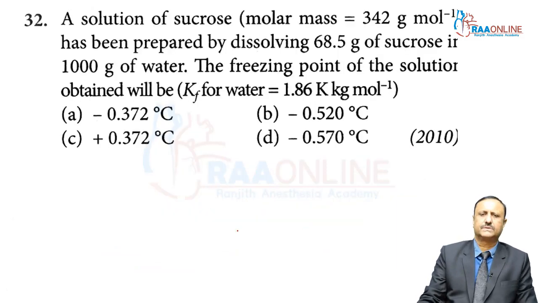Now, we can see question number 32. Here, my dear students, question number 32: a solution of sucrose, molar mass given as 342, has been prepared by dissolving 68.5 gram of sucrose in 1000 gram of water. The freezing point of the solution obtained will be, Kf for water is 1.86 Kelvin kilogram per mole. And what is the concept and formula?